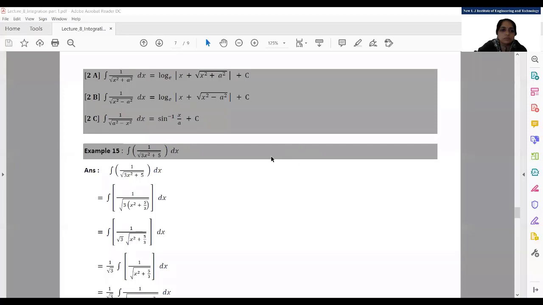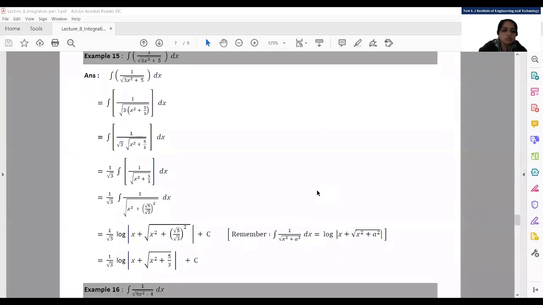Now, for the next example, the formula of integration of 1 upon square root x square plus a square, that is log x plus under root x square plus a square. So 1 upon under root 3x square plus 5. Again, the multiple of x square is 3. So if I take root 3 as a common term, then in the bracket x square plus 5 by 3. So if I keep 1 upon root 3 out of the integral, 1 upon root 3, integration of 1 upon under root x square plus 5 by 3.